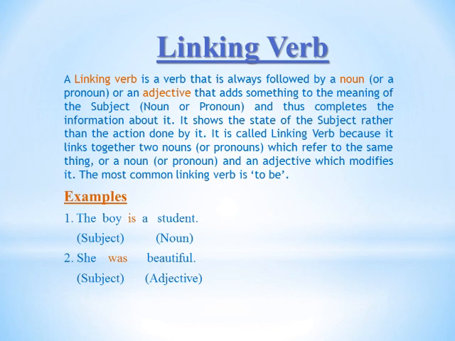Let's take some example sentences containing linking verbs. Number 1. The boy is a student. Here, in this sentence, is a linking verb, whereas student is the noun that modifies the subject boy and completes the information about it. Sentence number 2. She was beautiful. Was here is the linking verb, whereas beautiful is the adjective that modifies the subject she.